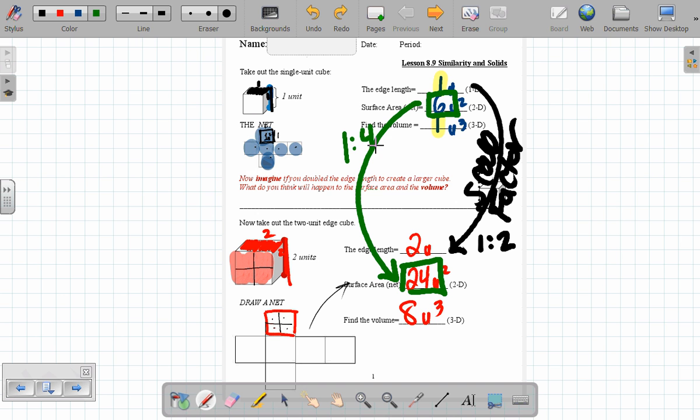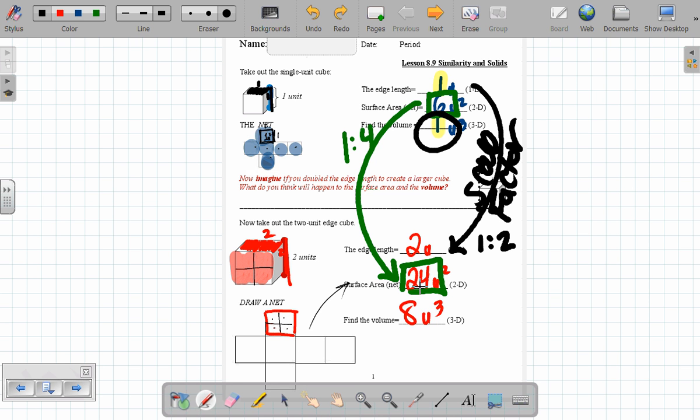So what happened there, guys, is we doubled the edge length. Oh my gosh, I told you guys to quadruple. No one listened to me. All right, let's see what happened. Ready? No. Most people said that.